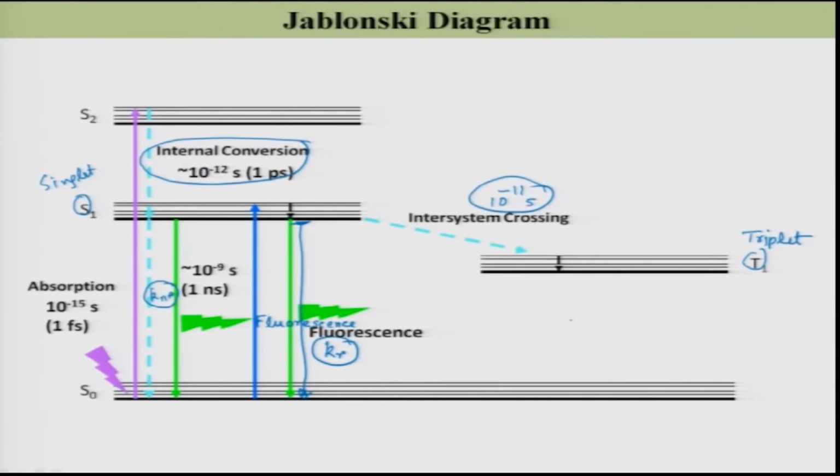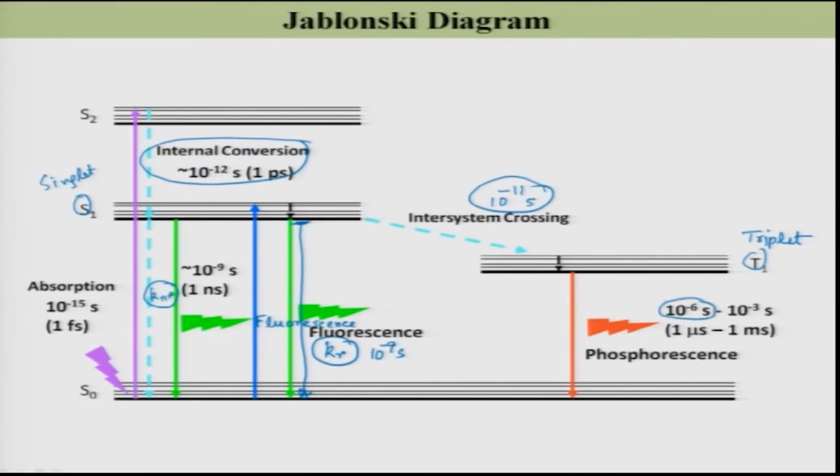So, usually this transition takes more time, and this is called phosphorescence. Here the time constant is about 10 to the power minus 6 second, or 1 microsecond. The fluorescence, I said, is typically 10 to the power minus 9 second, and in this case it is 10 to the power minus 6 second.